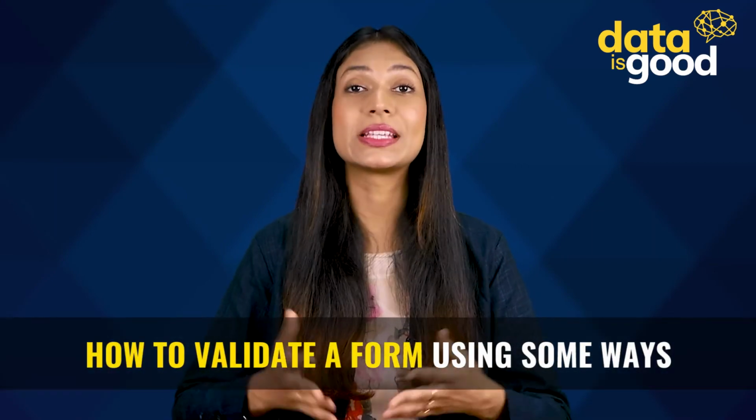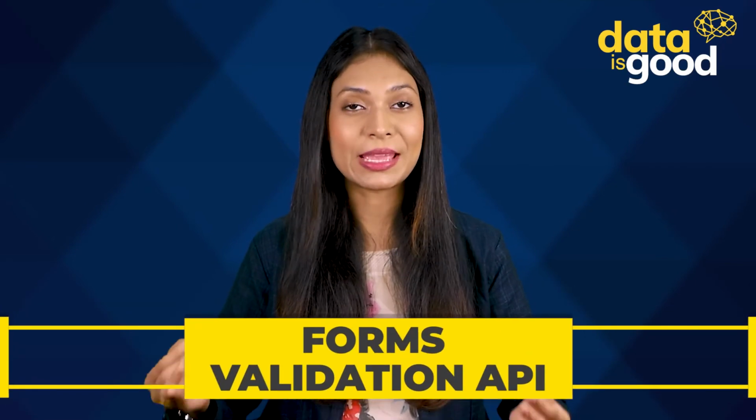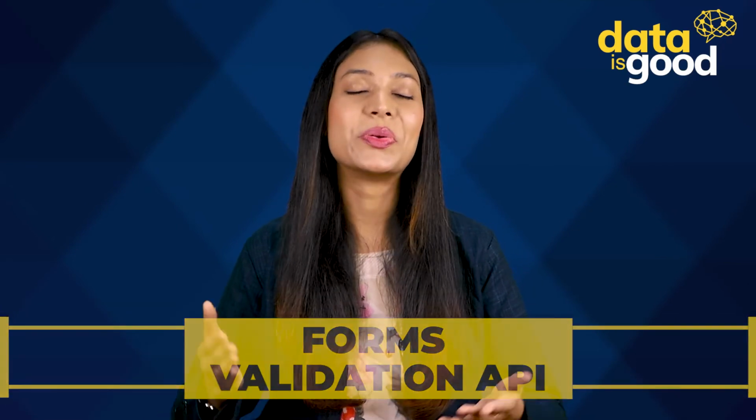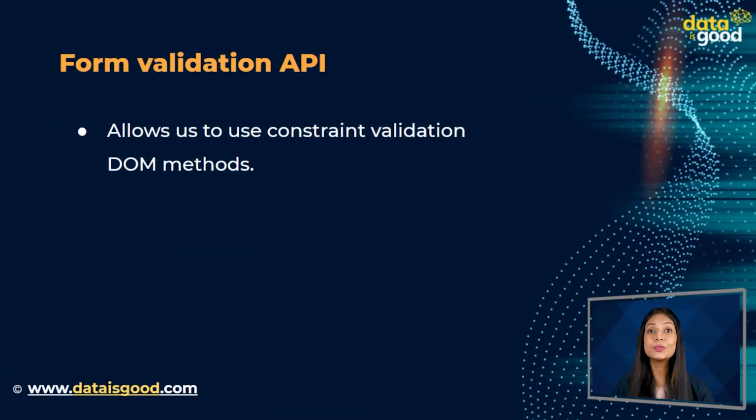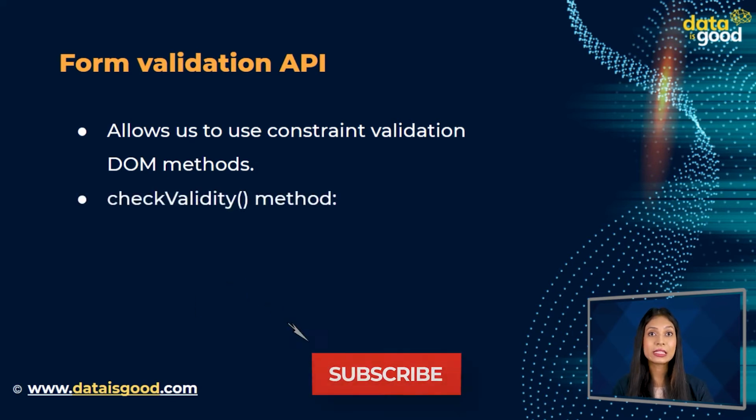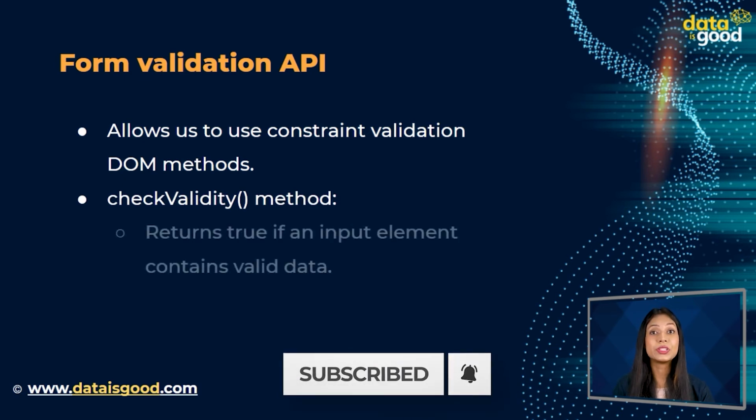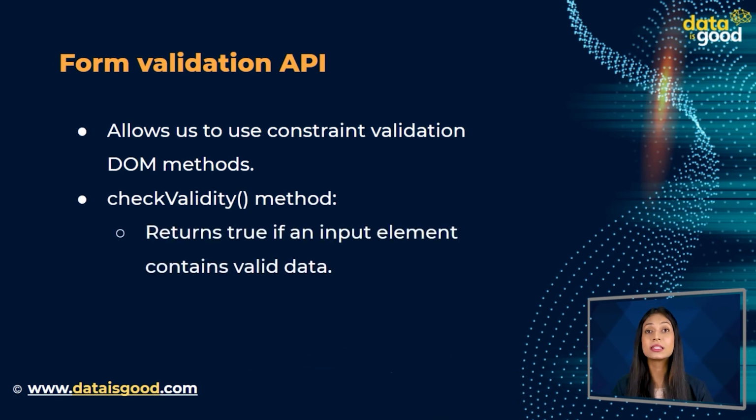In the last lecture, we learned how to validate a form using some ways. In this lecture, we are going to use the Form Validation API, and I hope you will find it really interesting as well as easy. So without wasting any more time, let us get started. The JavaScript Validation API allows us to use Constraint Validation DOM methods. The checkValidity method is one of those methods and returns true if an input element contains valid data. Let us see an example of that method.